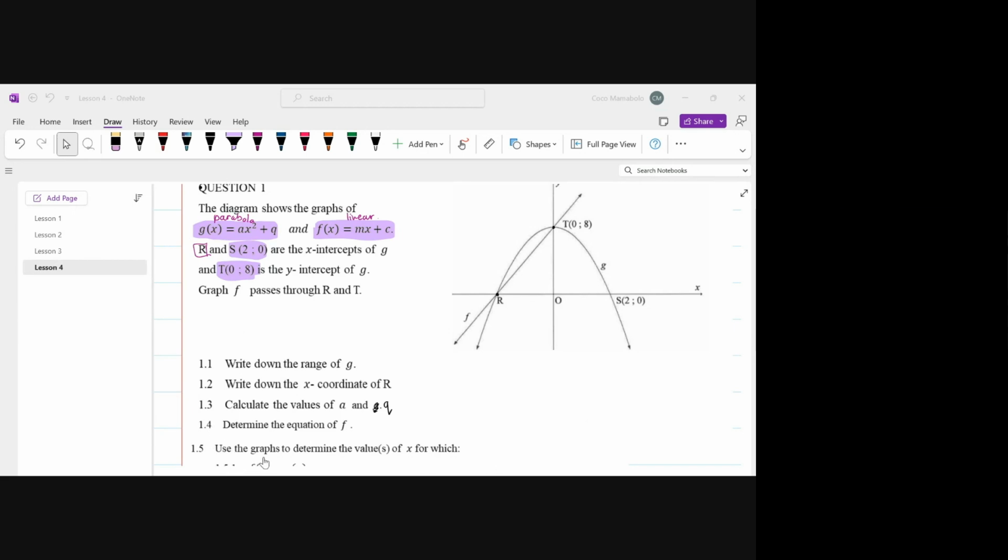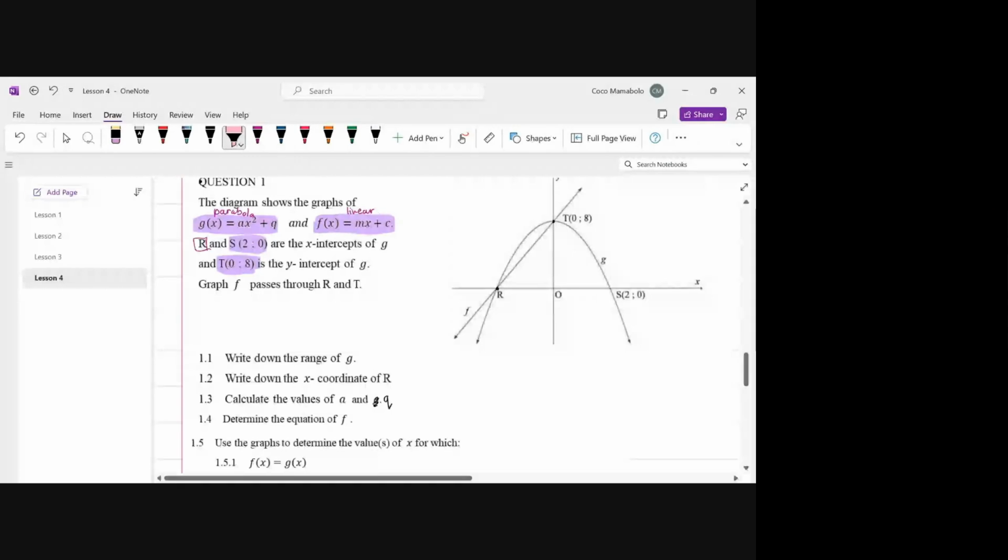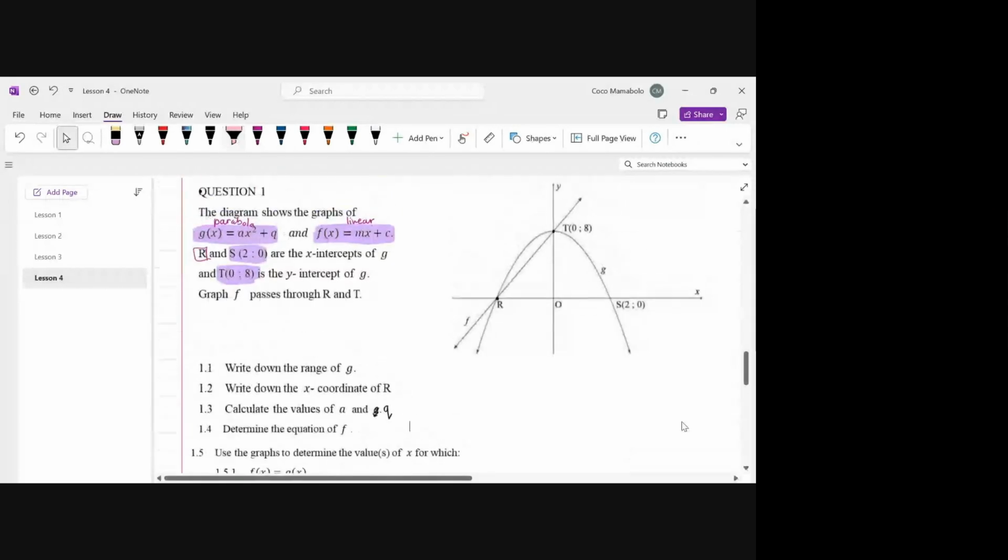Are we ready, grade 10s? Time is up. Yes? Let's have a look. All right. So we need to understand a couple of things as we are answering each of these questions. We need to understand exactly what it is they're asking of us.